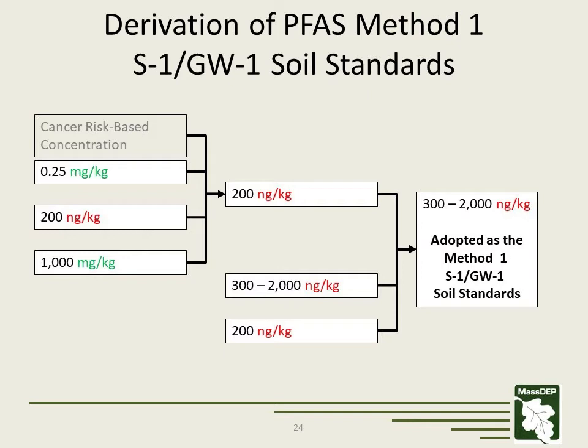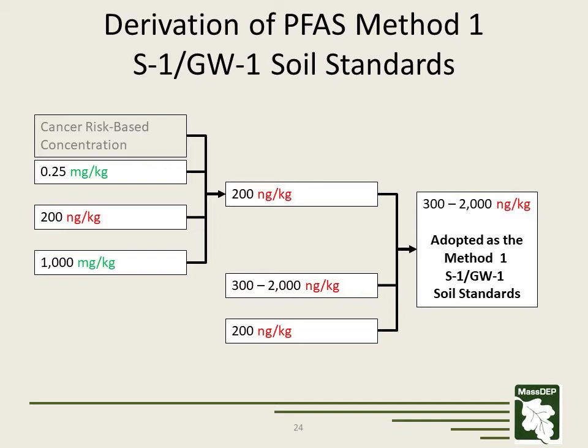I've used the colors to highlight the difference in units that we're seeing here. The different colors help me keep them straight and prevent me from making an embarrassing decimal point error. Moving down the boxes on the left-hand side, the first one is 0.25 milligrams per kilogram, and this is the non-cancer risk-based concentration calculated for PFAS compounds.